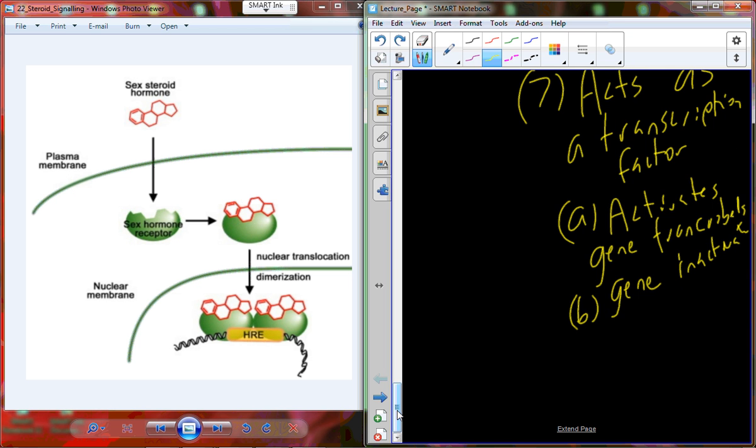That change in physiology, I'm just simply going to refer to as a metabolic event. So a metabolic event will occur or take place. It's pretty close. So A says that we are going to activate a gene to be transcribed, or we're going to activate gene transcription. B says we're going to inactivate gene transcription. When we do either of those two events, it's going to change the cell's metabolic activity.